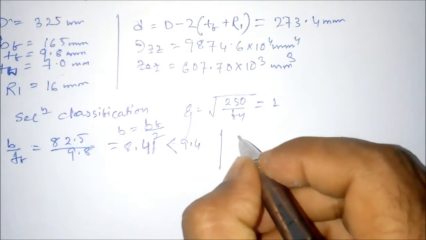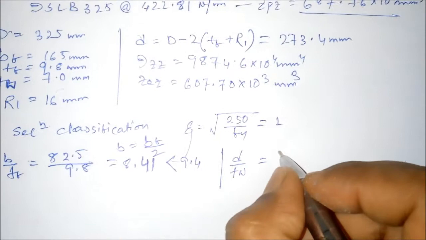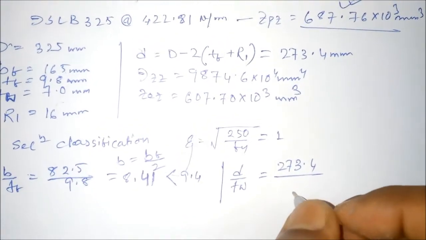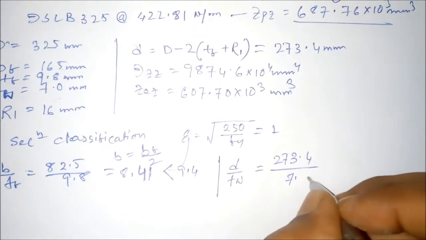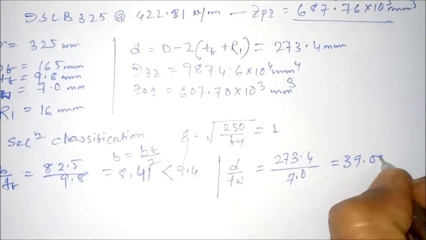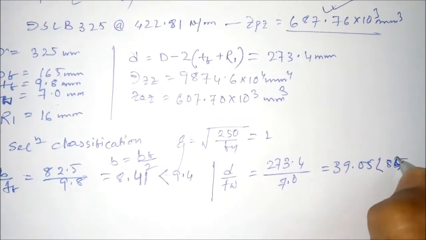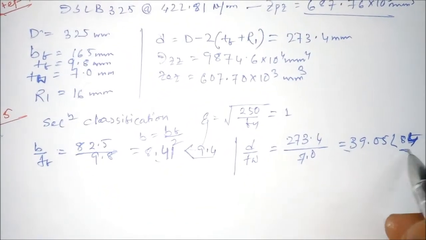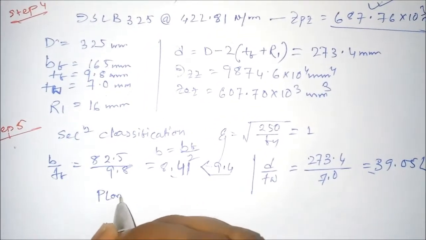and the ratio d by tw, depth of the web and thickness of the web, this ratio is 273. Already we have found out that value, and thickness tw is 7, so this value is coming 39.05, and this is lesser than the value of 84. So this value is lesser than this, and this is lesser than this, so we can say this section is a plastic section, right.